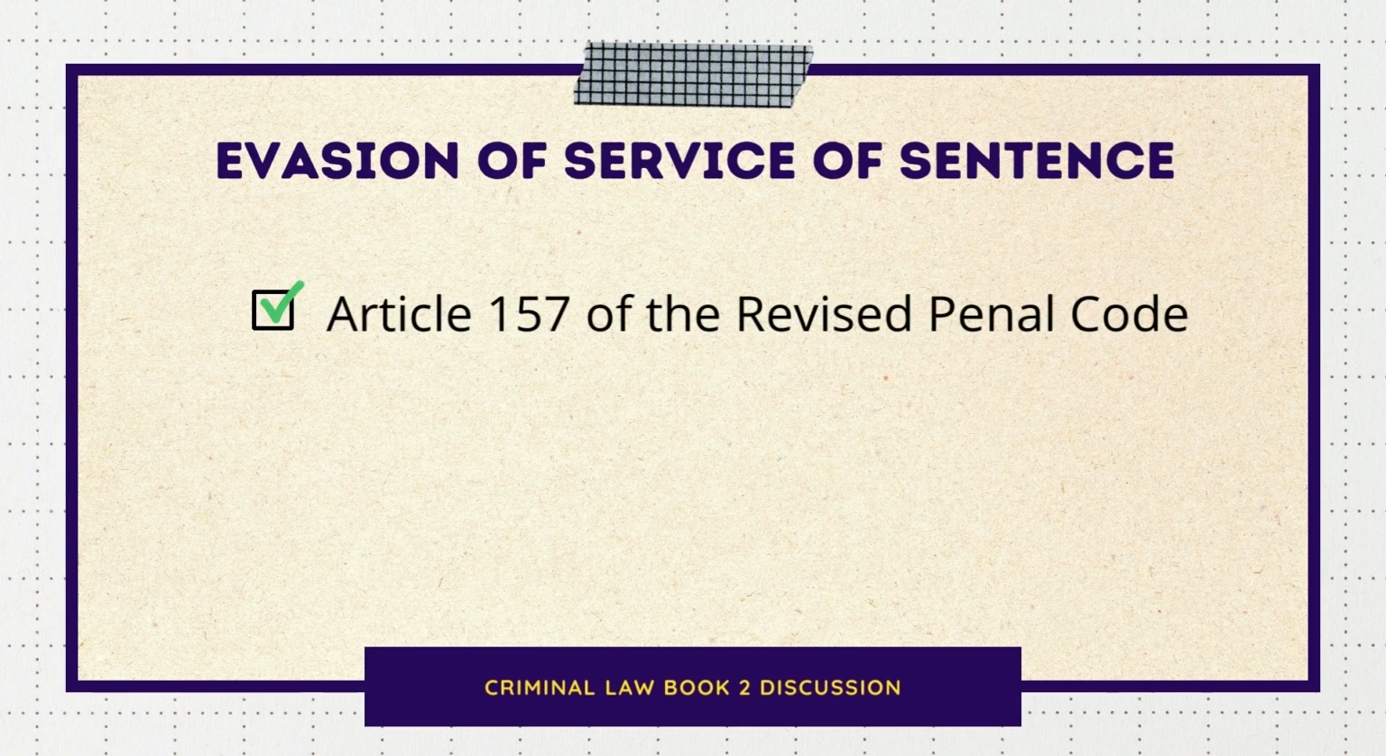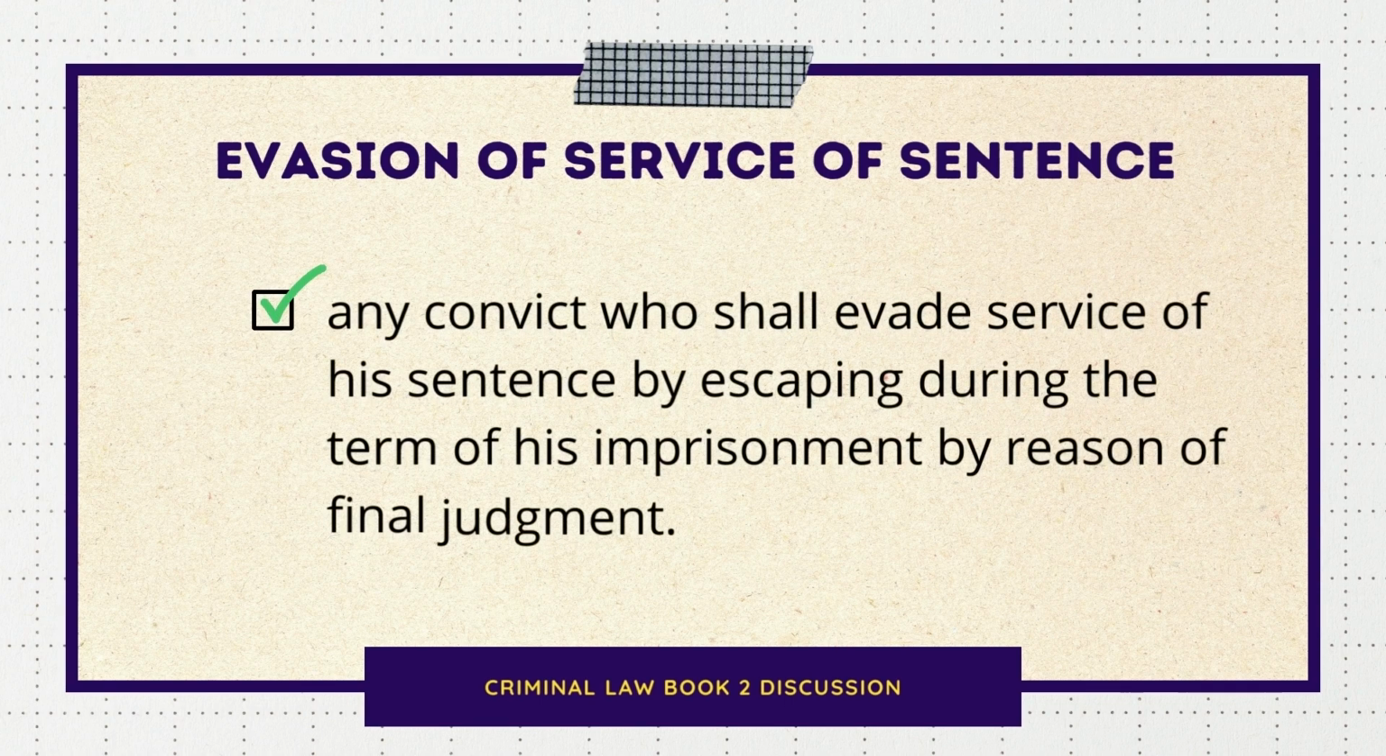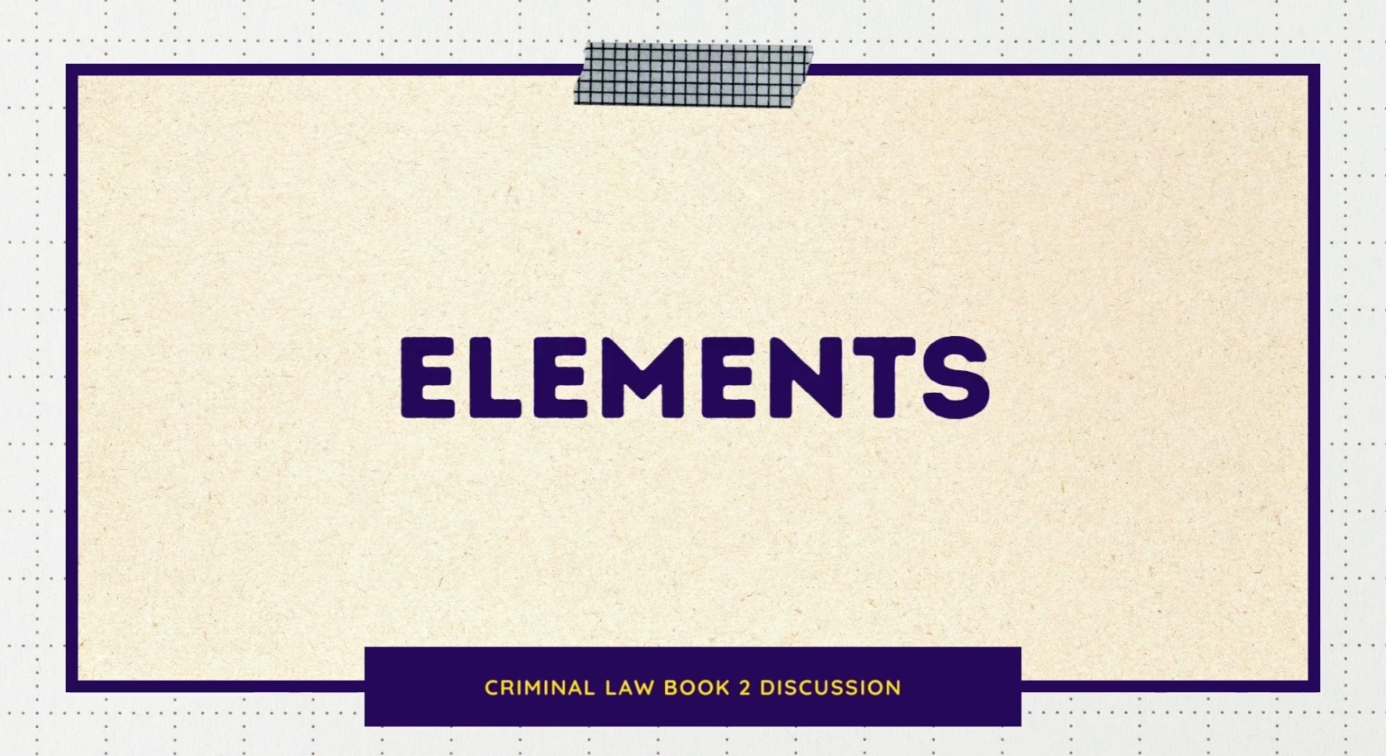Under Article 157, the crime of evasion of service of sentence is committed by any convict who shall evade service of his sentence by escaping during the term of his imprisonment by reason of final judgment. Ito ay krimen na pwedeng magawa ng isang preso sa pamamagitan ng pagtakas o hindi paglilingkod sa sentensyang naihatol sa kanya ng ating korte. There are three elements of this crime.